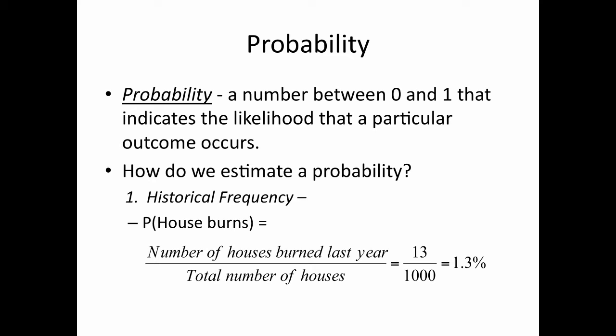So for instance, if you're in a community with 1,000 households, the probability that a household burns would be the number of households that burnt last year divided by the total number of houses. If there are 1,000 households in the community and 13 of those houses were affected by fire, we would say that the probability that a house burns is 13 divided by 1,000, or 1.3%. That's the historical frequency approach. And that's an approach that's used more often than not.